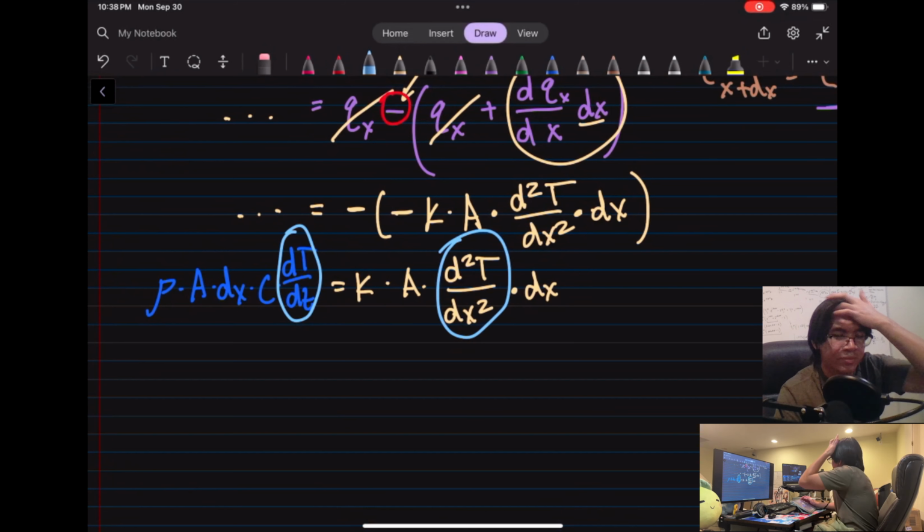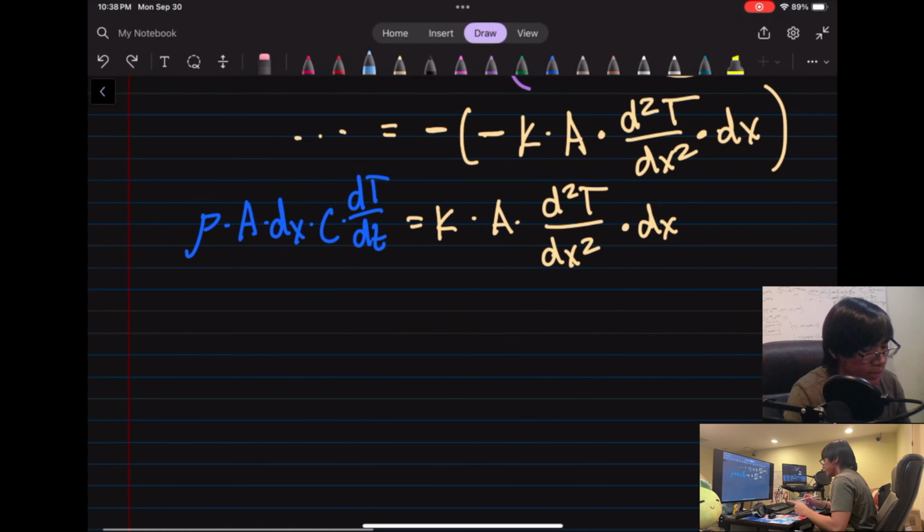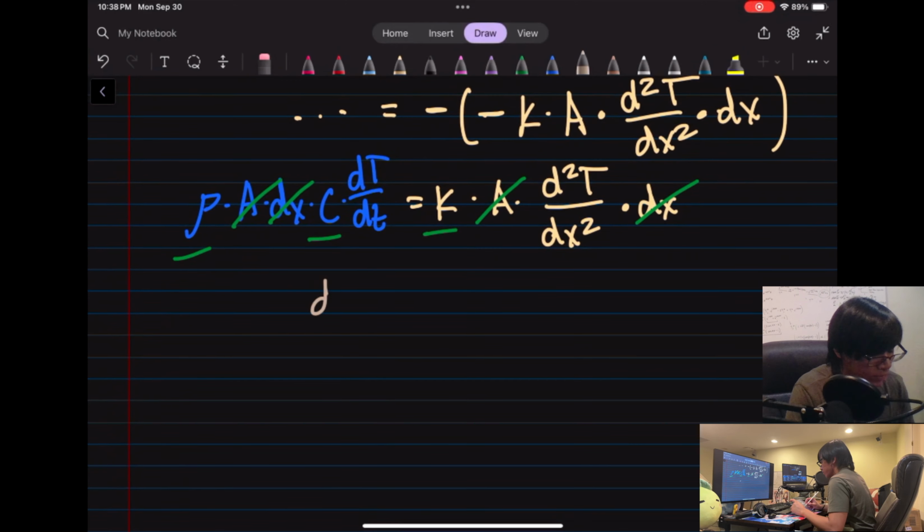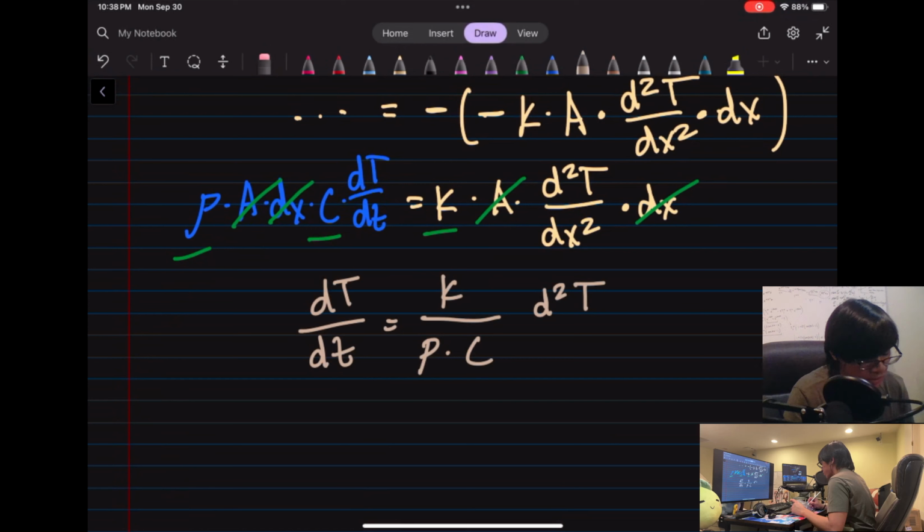We're going to be isolating those terms, so we'll move around our constants here. You can see that our areas cancel out, and our dx's, the widths of our infinitely small slices, cancel out, and now we're left with density, specific heat, and k, our thermal conductivity. And our final expression for this heat diffusion is that the temperature derivative with respect to time is equal to k, our thermal conductivity, over density times specific heat, times the second derivative of temperature with respect to position.